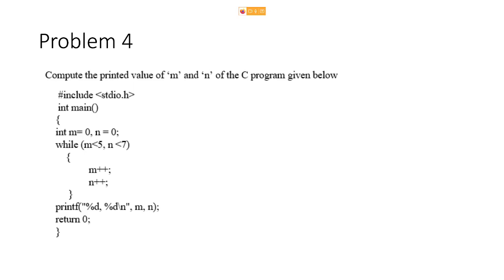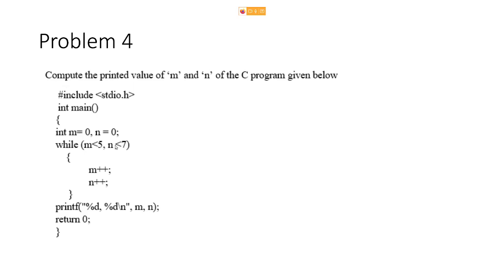The loop will continue till n less than 7. So then, ma'am, the value of m will also continue to n less than 7, so m will also be 6 and n of course will be 6. Why 6?